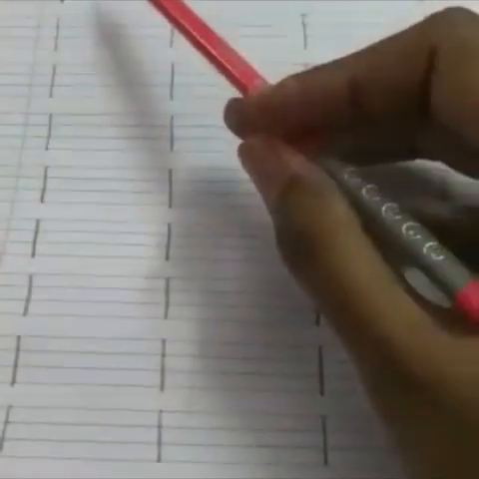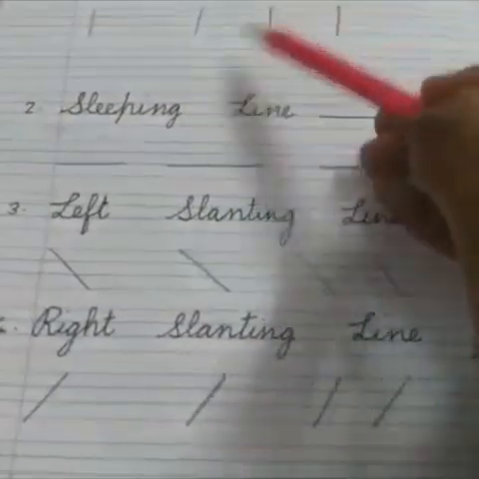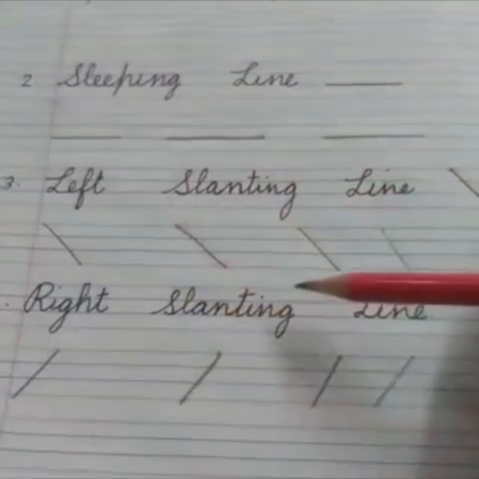And each stroke you will draw one page each. Like first is the standing line, you will draw one full page. Next comes the sleeping line, one full page. Next is your left slanting line, one full page. Right slanting line, one full page, and so on. All these curves, you will do in your English copy.